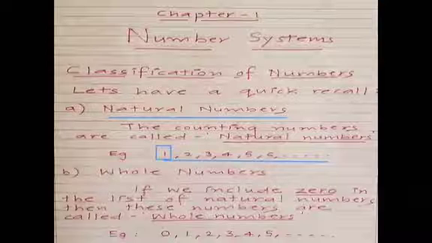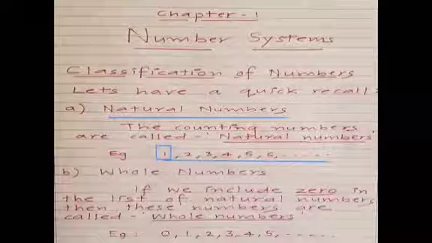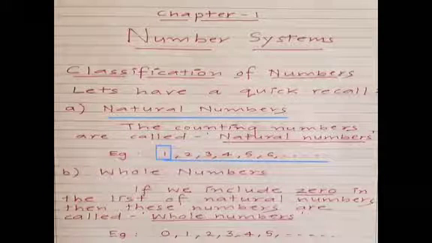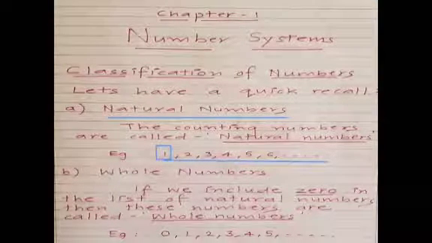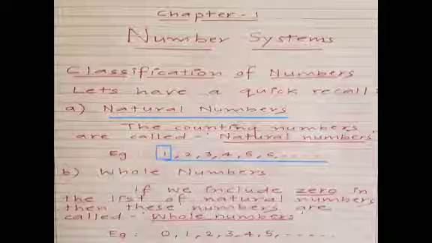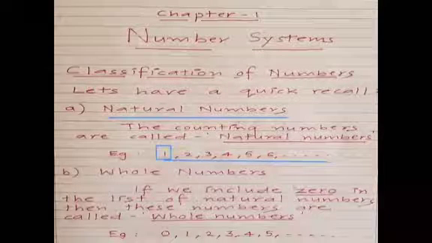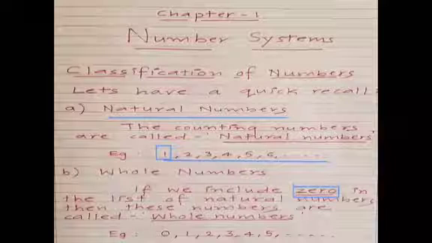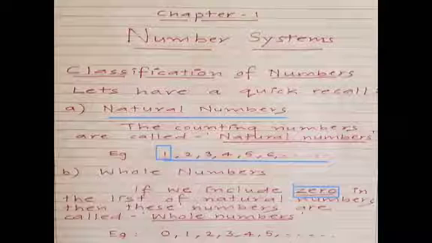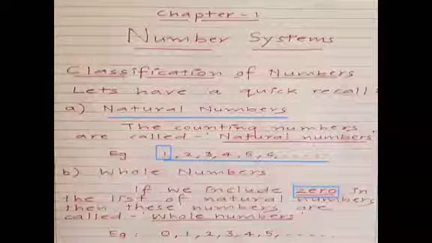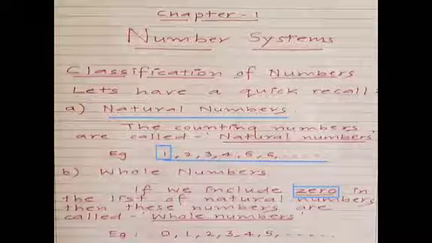And if someone asks you which is the largest possible natural number, the answer would be that it does not exist because the natural numbers are infinite. The second set of collection of numbers that we have come across in our previous grades are whole numbers. Now, if I include the number 0 to the set of natural numbers, the newly formed collection of numbers would be known as whole numbers. So I say it again, if we include 0 to the list of natural numbers, then the newly formed collection of numbers will be known as whole numbers.